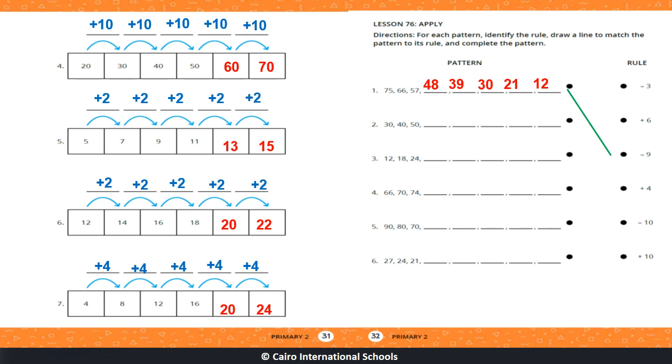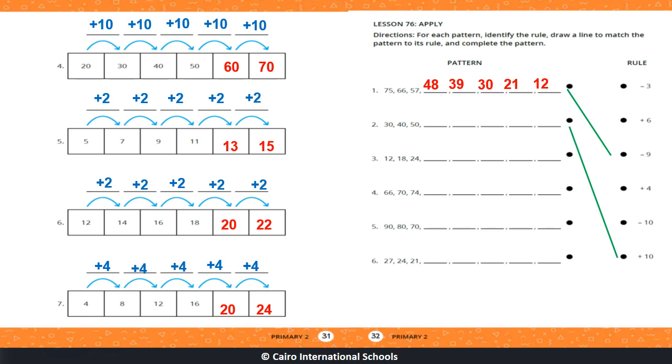Question number 2. The pattern is 30, 40, 50. You have to ask yourself, is the pattern increasing or decreasing? It's an increasing pattern, so we must write plus in the pattern rule. So each time we are adding what? Subtract the big number minus the small number. 40 minus 30 equals 10. So each time we are adding 10. So the pattern rule will be plus 10.